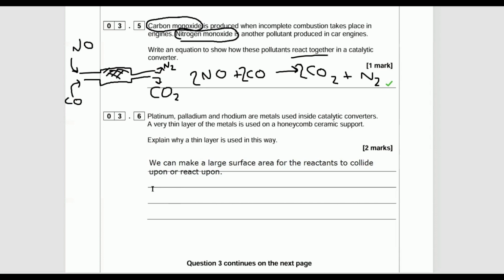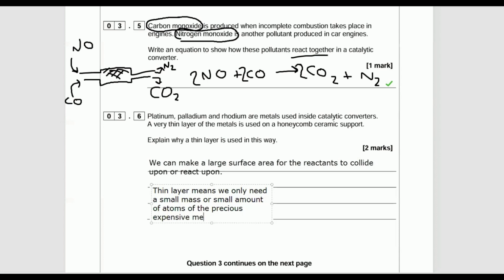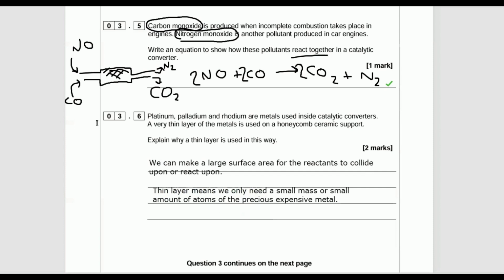Now, why do they use a thin layer? Well, these are precious metals. They're very expensive. So a thin layer means we only need a small mass, a small amount of atoms of the precious, very expensive metal. It only needs a thin amount of metal for them to react on. We don't need to spend millions of pounds on our catalytic converter. They're expensive enough with just a thin layer.